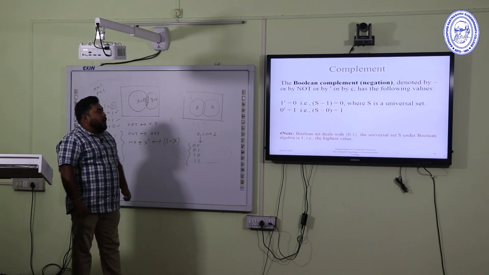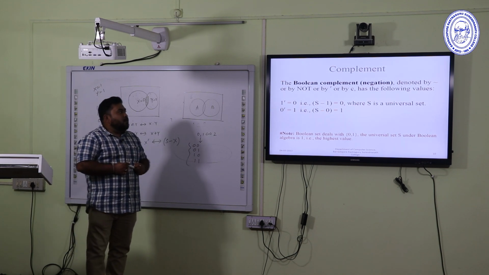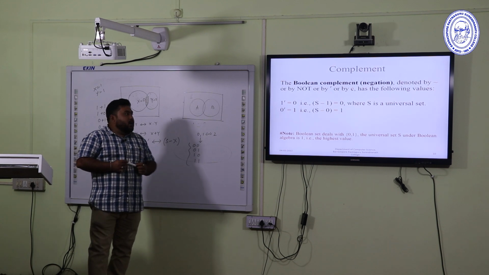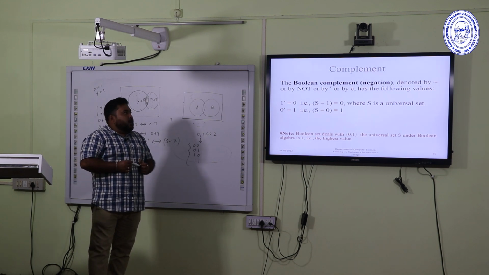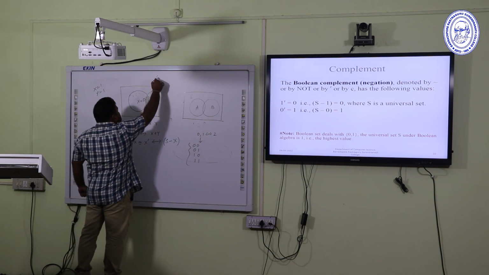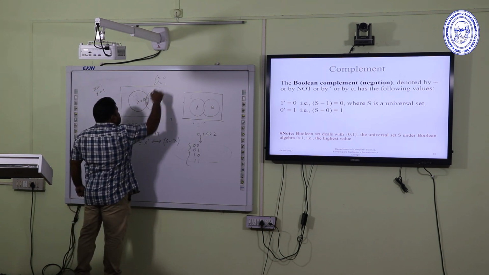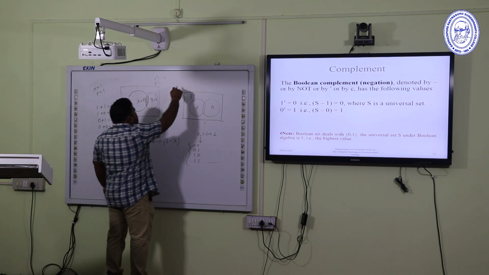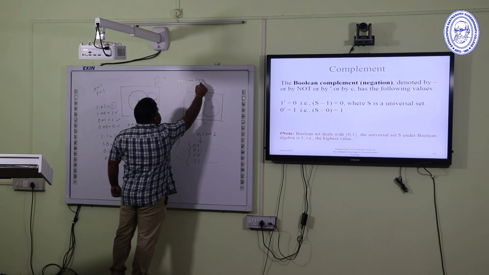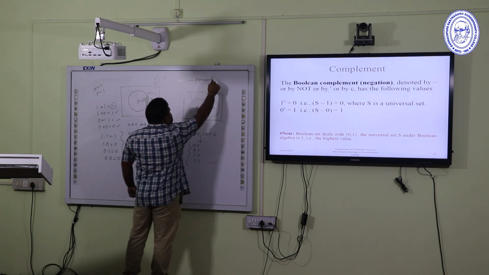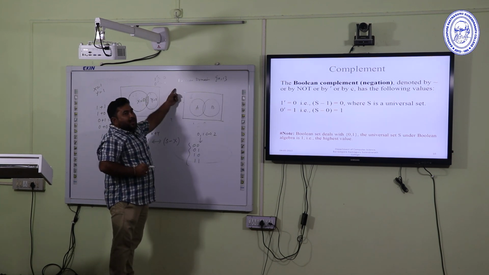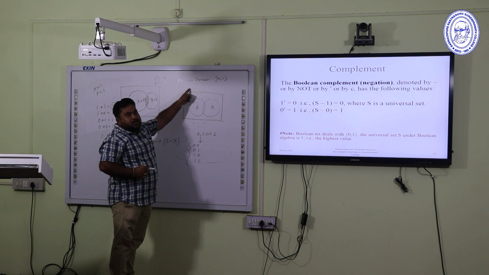And last one is the complement. In that case, the Boolean complement or negation is denoted by tilde sign or NOT or by prime sign and has the following values: 1's complement is equal to 0 and 0's complement is equal to 1. But how? In the Boolean domain, there are two numbers, that is 0 and 1. So in this domain, the universal set is 1 because the highest number is 1.